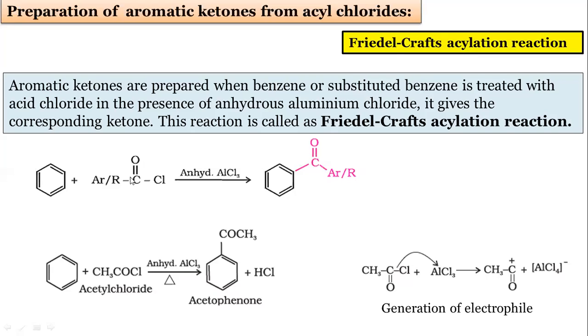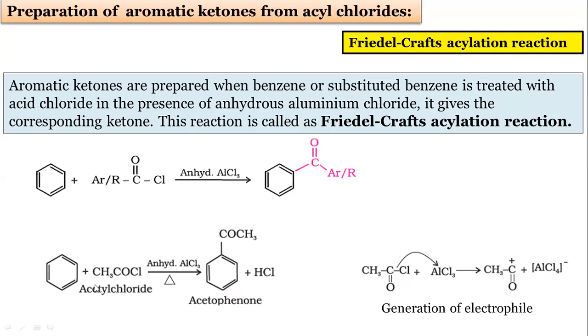So this is a reaction with benzene. Substituted benzene also gives this reaction, so that's why it is given in the explanation. Aromatic ketones are prepared when benzene or substituted benzene is used. Substituted benzene means benzene or any substituent attached to benzene can give these reactions. One example is given here, benzene plus acetyl chloride. CH3CO is the electrophile. These are electrophilic substitution reactions.